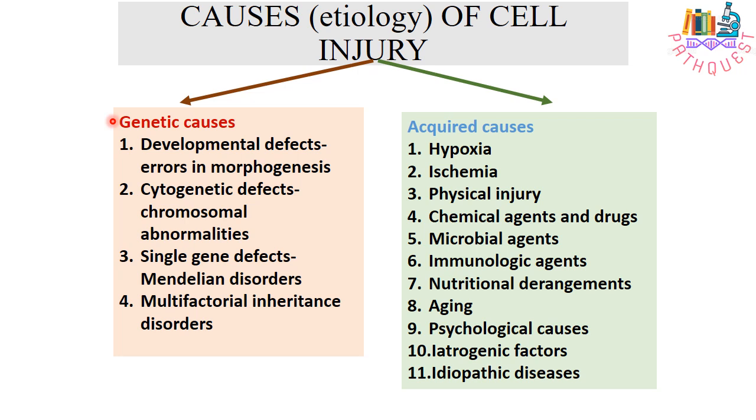Aging is responsible for cell injury because of accumulation of oxidative stress. Psychological causes, iatrogenic factors, and idiopathic factors. Let's understand these two terms here. Iatrogenic factors are the factors related to treatment of any condition. So these are mainly related to side effects of the treatment. Idiopathic diseases are the conditions where the exact cause of the condition cannot be found out.